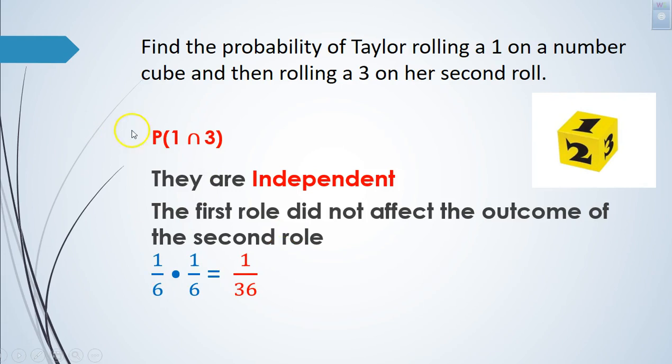Okay, so rolling a 1, there's 1 out of 6 that's a 1, and there's 1 out of 6 that's a 3, right? 1 out of the 6 sides is a 1, and 1 out of the 6 sides is a 3. So we're going to multiply 1 over 6 times 1 over 6, that's 1 over 36. And again, when we turn this into a decimal, it's 0.028, which is 2.8%.